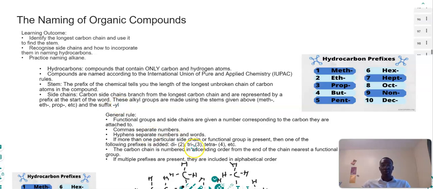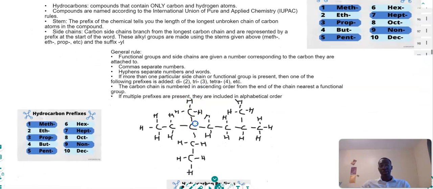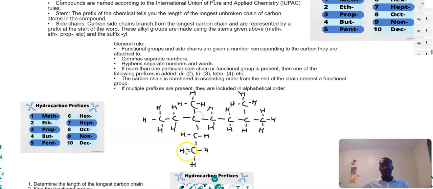Now there are a couple of rules on how to do it, and I know the rules can seem quite wordy, so we'll go through a worked example to show you how to use them. So the first rule is the functional group and the side chains are given numbers corresponding to which carbon they're attached to. Today we'll just be looking at alkanes, but when you start looking at alcohols, ketones, aldehydes, and you have different functional groups on different carbons, then it makes a bit more sense when you can see it. But today we're just going to be working on alkanes, so there won't be any functional groups.